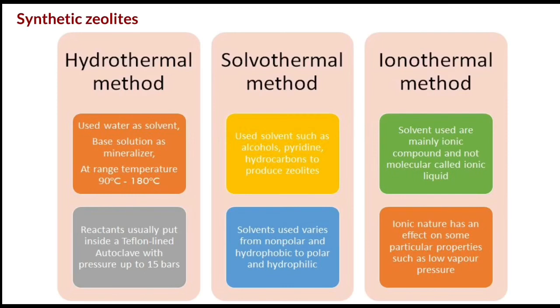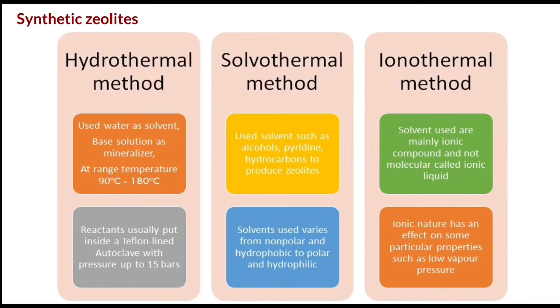Next is the solvothermal method. The solvothermal method uses solvents such as alcohols, pyridine, and hydrocarbons to produce zeolites. The solvents used vary from non-polar and hydrophobic to polar and hydrophilic. The variety of the solvents will affect the properties of the zeolites.